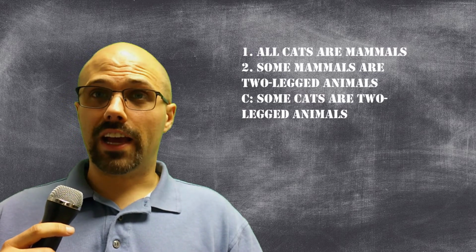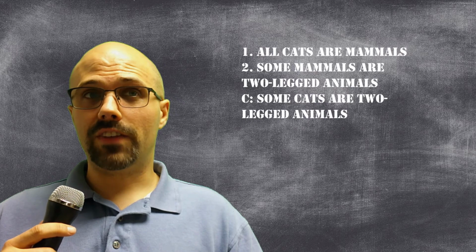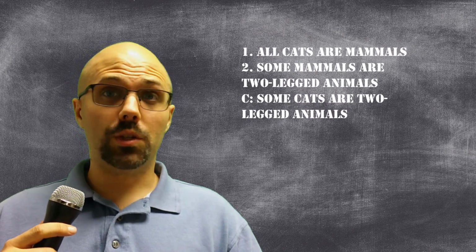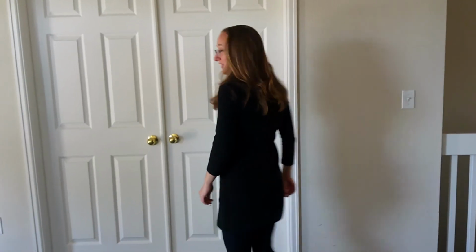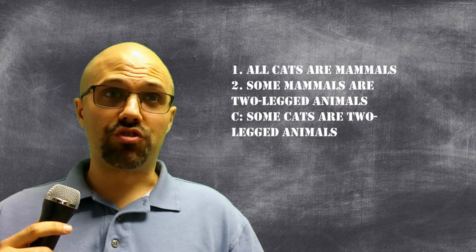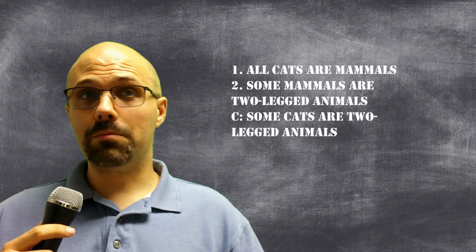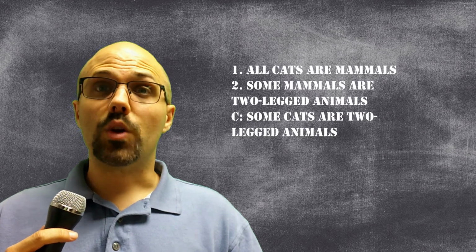Is it true that all cats are mammals? Yep, we said that's a biological fact. Is it true that some mammals are two-legged animals? Hey, mammal! Yep, looks like two-legged to me. All right, seems to be true. Human beings would be an example of a mammal that is a two-legged animal. So I've got true premises.